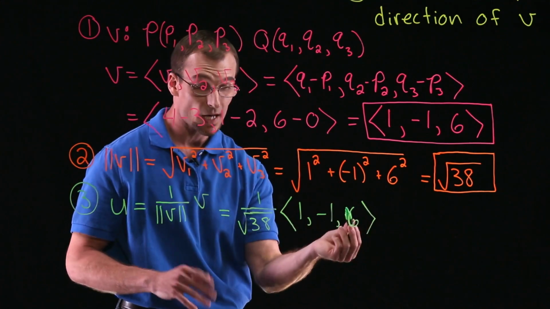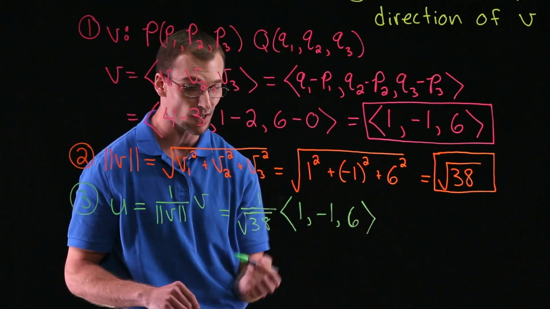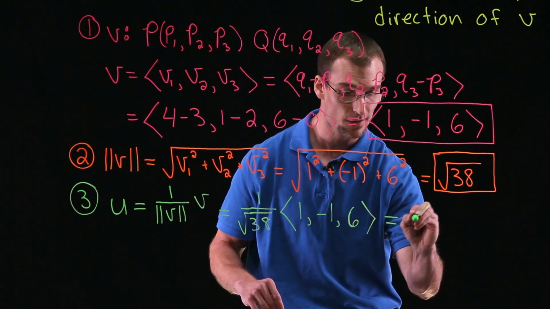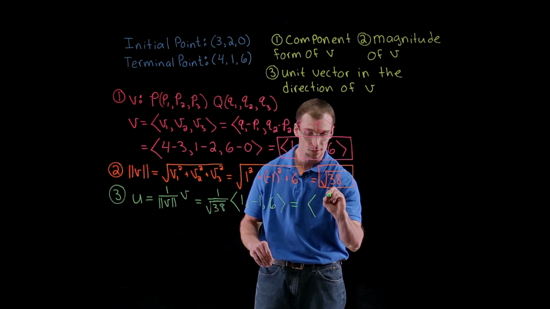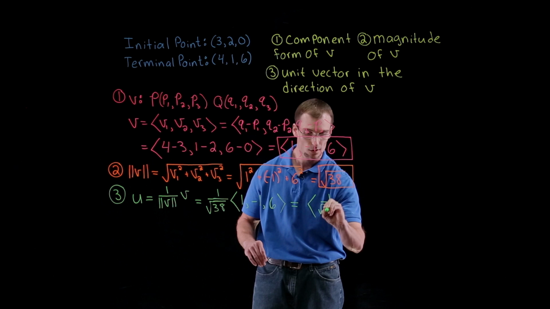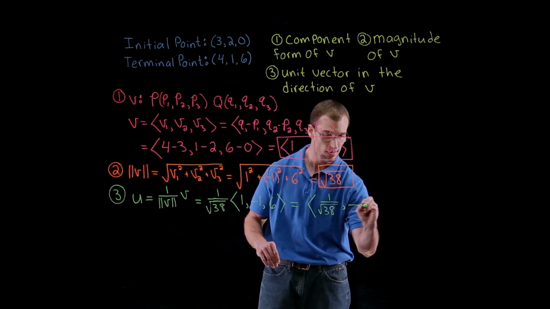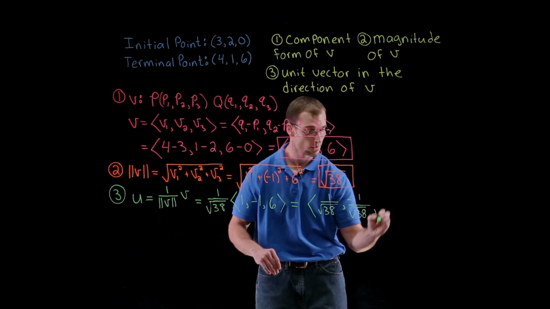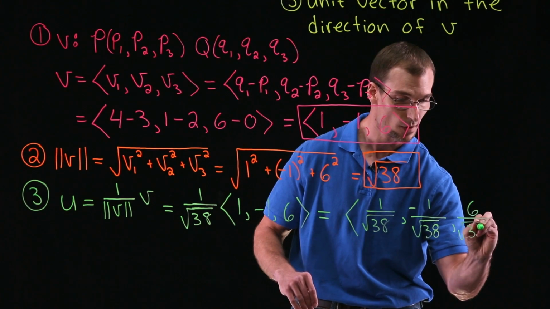Now, sometimes it's common to leave the answer in this form, where we're leaving the scalar 1 over the magnitude on the outside, but we can also multiply through by multiplying each component of the vector by the scalar, 1 over our magnitude. So 1 times 1 over square root of 38 gives us 1 over square root of 38. Negative 1 times 1 over square root of 38 is negative 1 over the square root of 38. And lastly, 6 times 1 over the square root of 38 is 6 over the square root of 38.